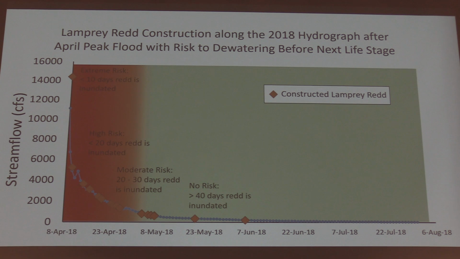And then there were several more redds that were constructed and had about 20 to 30 days of inundation, and those were determined to have a moderate risk. And then there were about 9 or 10 redds that were constructed where I estimated they had more than 40 days of inundation, and so I considered those to have no risk of dewatering.